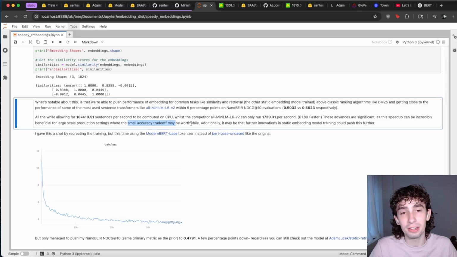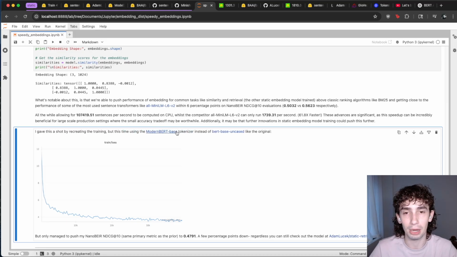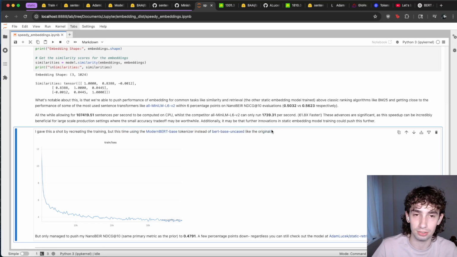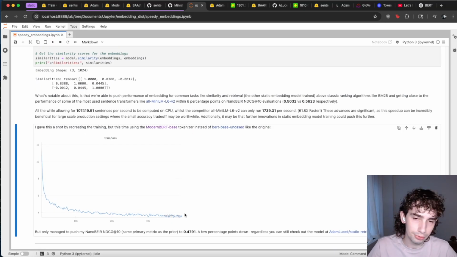And also, additional innovations in static embedding models have been proven to show that we can push this a little step forward. So experimenting and trying things out like this yourself could lead to some innovative breakthroughs. I gave this a shot by pretty much recreating the training environment, but this time using ModernBERT Base's tokenizer instead of BERT Base uncased like the original, and I did manage to put together a quick static embedding model that is going to be linked down below here, but I was only able to push this up to about 0.4791 on the NanoBEIR normalized discounted cumulative gain at 10 metric, which is a common metric for information retrieval.